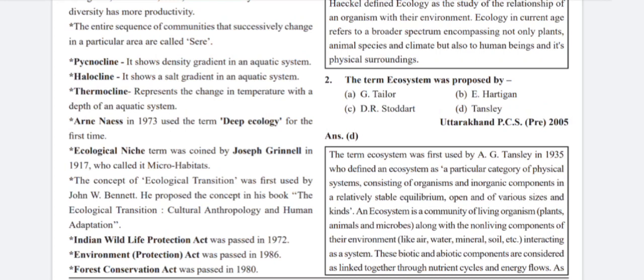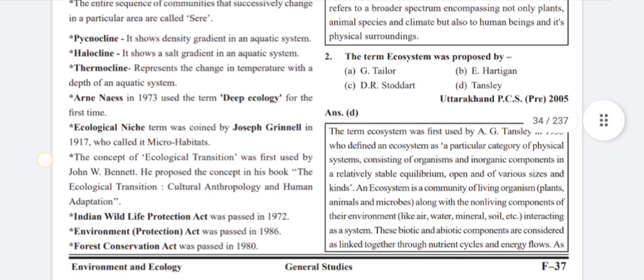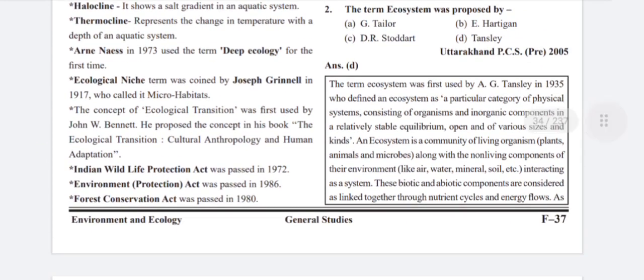Arne Naess in 1973 used the term deep ecology for the first time. The ecological niche term was coined by Joseph Grinnell in 1917, who called it microhabitats. The concept of ecological transition was first used by John W. Bennett. He proposed the concept in his book The Ecological Transition: Cultural Anthropology and Human Adaptation.